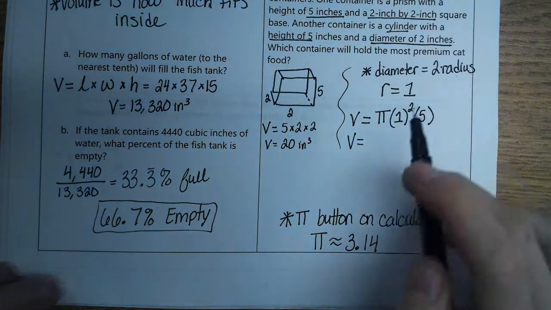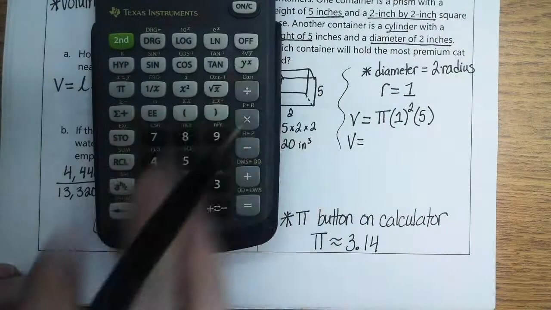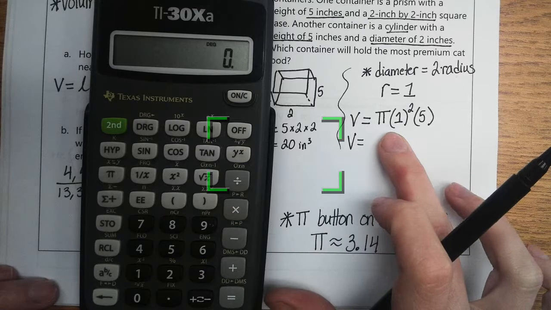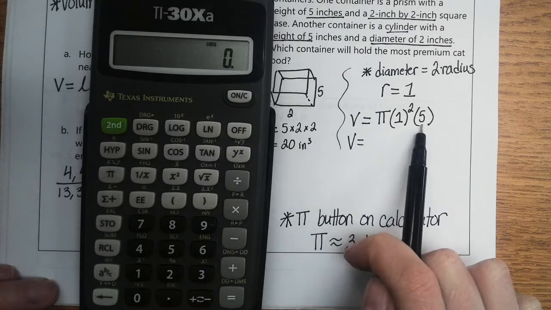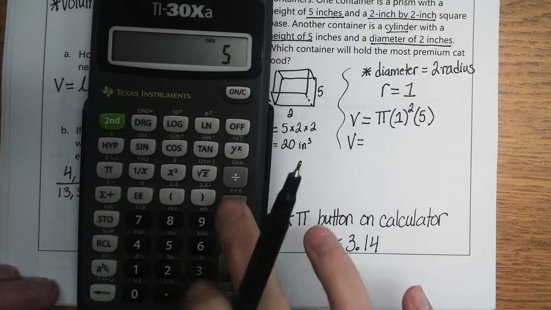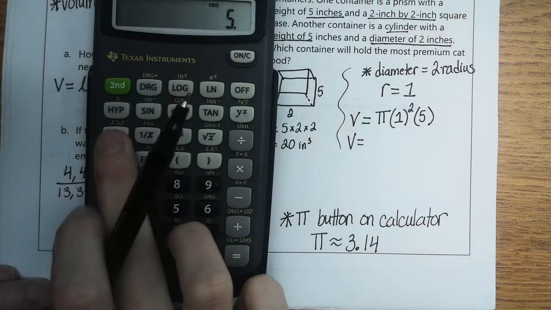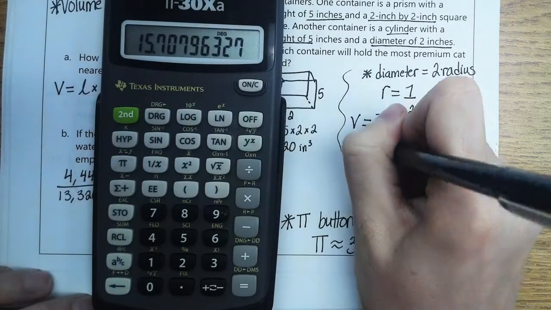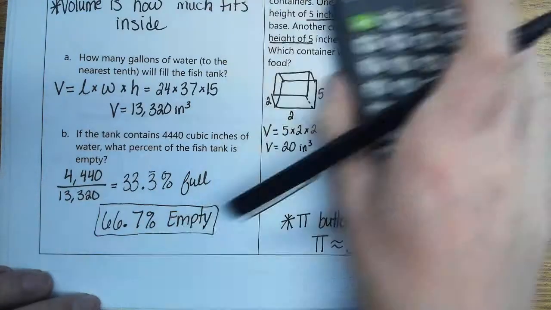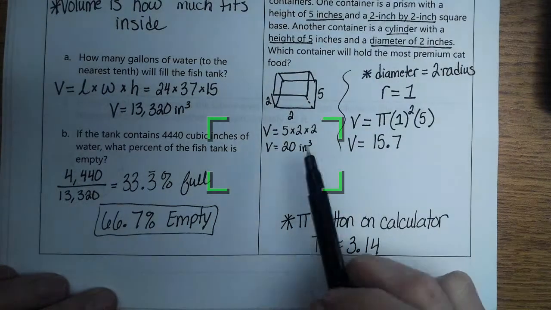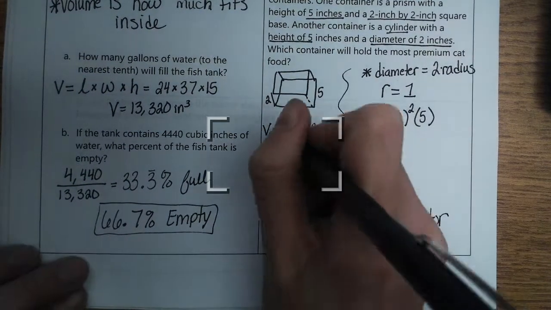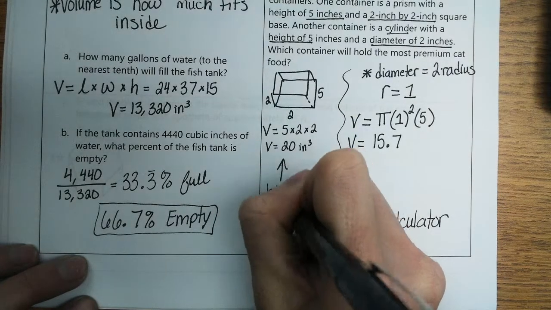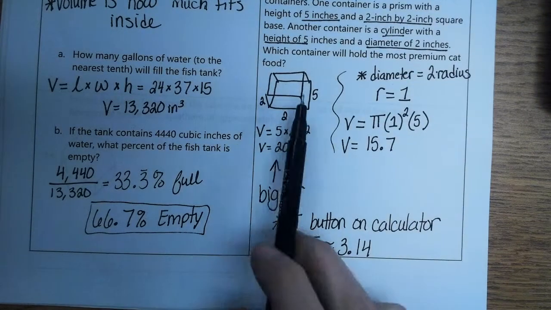So I'm just going to multiply on my calculator. Let y'all watch. 1 squared is just 1. So it's going to be 1 times 5, which is 5, times, and then I'm going to press pi, equals 15.7. So, which one's bigger? The prism is bigger. Or the rectangular prism. It's not a perfect cube. So this one is going to hold the most cat food.